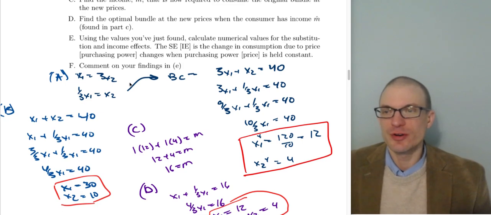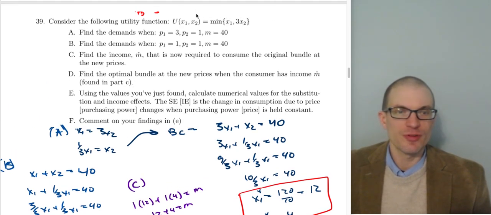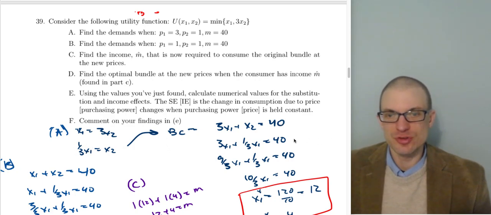So the first part, well, this is just solving a standard perfect complements problem. And so I'm going to replace this comma with an equal sign, solve for x2. That'll give me the equation of the line through the origin that connects the corners of my indifference curves. So that's going to be the line x2 is equal to 1/3 x1. That's this right here. I'm going to substitute that into my budget constraint. My budget constraint is going to be 3x1 plus 1x2 is equal to 40. That's this right here. Now I've made that substitution. I've replaced x2 and then just solving.